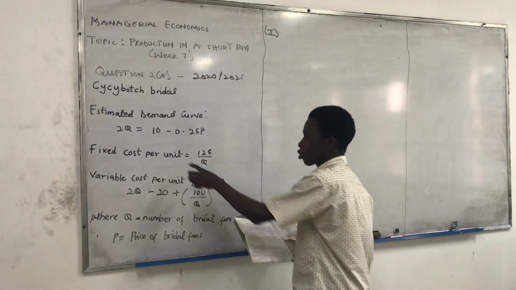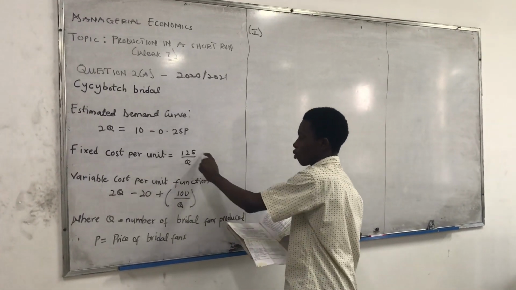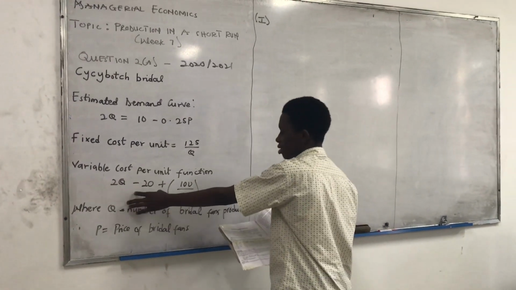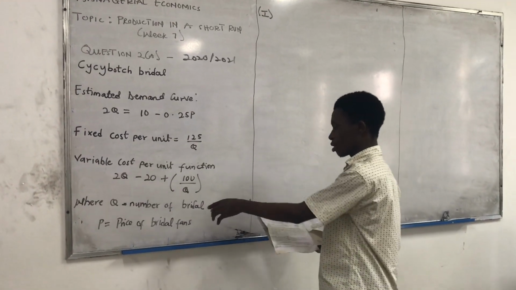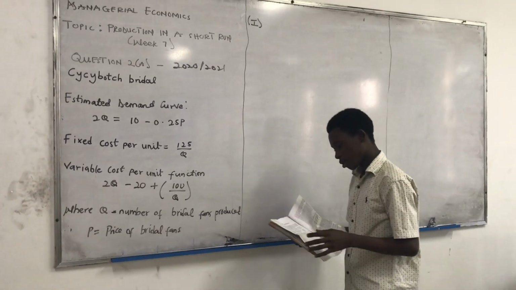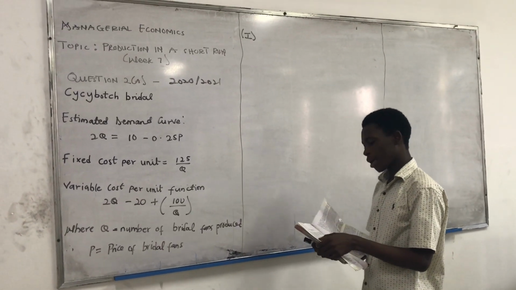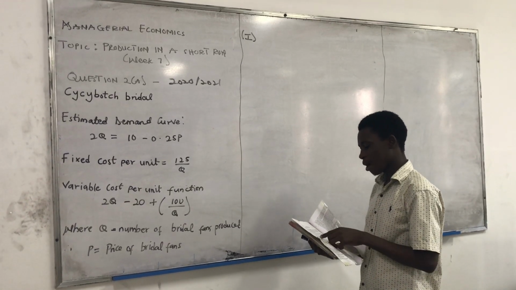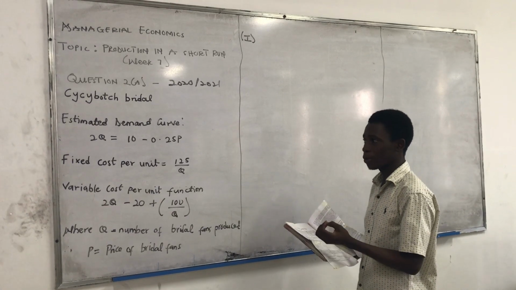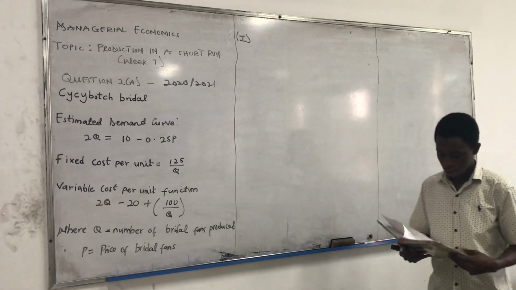The fixed cost per unit is 125 over Q. The variable cost per unit function is this, where Q is the number of breeder farms produced and P is the price of breeder farms. Now the first question is: determine the number of breeder farms that maximizes the firm's profit. I mean you are going to find what? The output, which is Q.